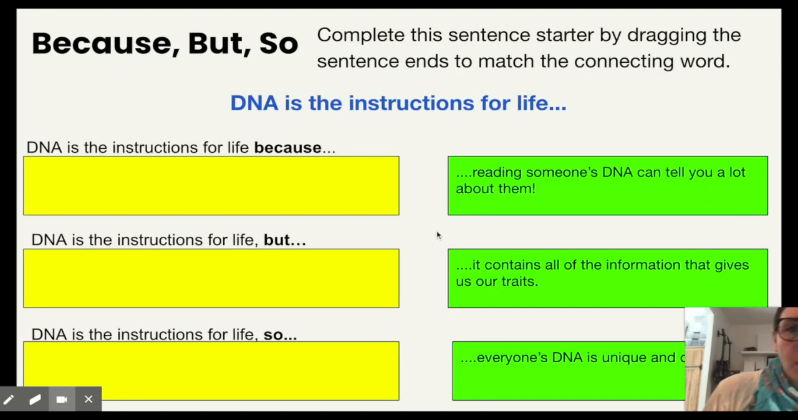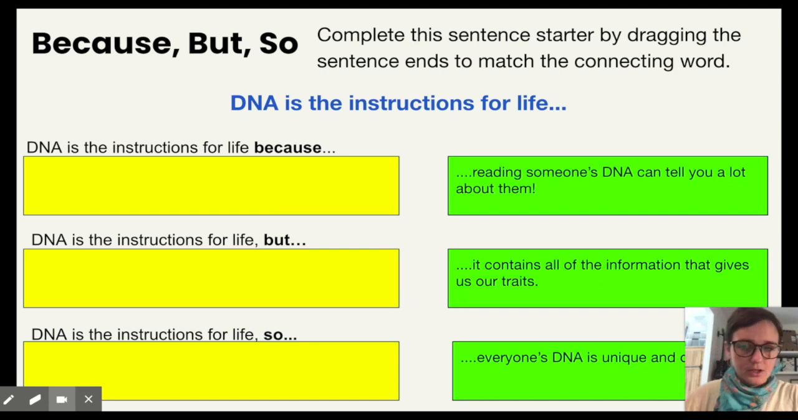Awesome. Okay, let's take a second to think about this sentence. DNA is the instructions for life. Totally, absolutely true. We know that. But if I'm a writer or a science writer or really any kind of writer, I really want to make sure that I'm going beyond just that simple sentence that DNA is the instructions for life. So let's think about how we can go a little further. We use words like because, but, or so as conjunctions. They put two different ideas together. Of course, those ideas are going to be connected, but they're connected in different ways. So because is going to tell me why. DNA is the instructions for life. Why?